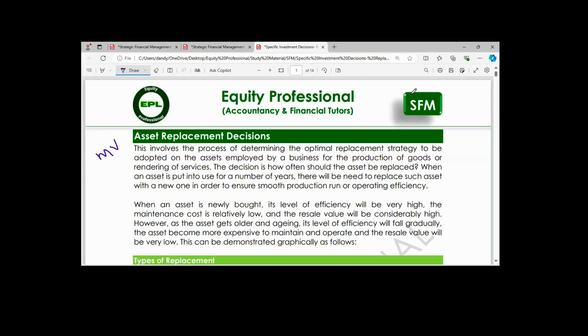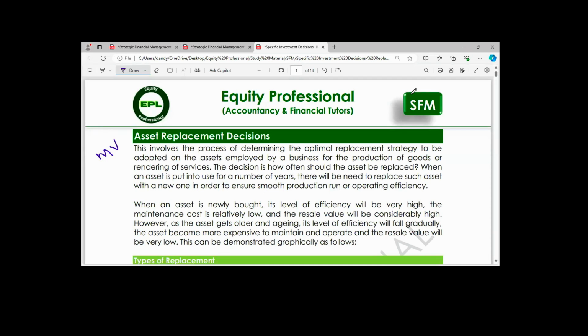Therefore, the replacement decision is the process of determining the optimal replacement strategy that an organization should adopt for the assets that are employed to produce goods or to render services for the organization. The problem is how and when should the asset be replaced?